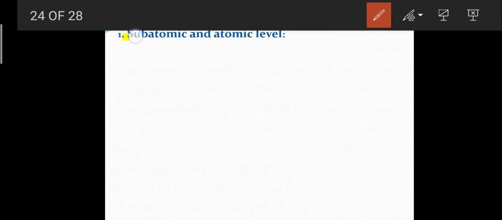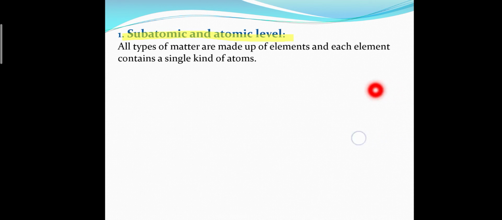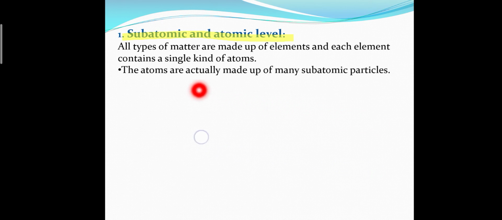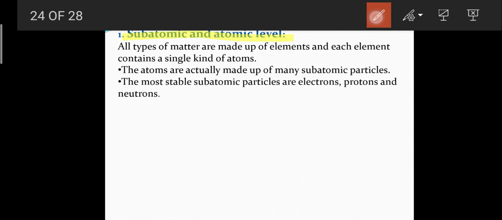The first level is the subatomic and atomic level. As you know, all types of matter are made up of elements and each element contains a single kind of atom. These atoms are made up of many subatomic particles. The most stable subatomic particles are electrons, protons and neutrons.